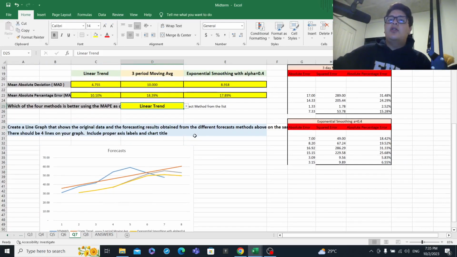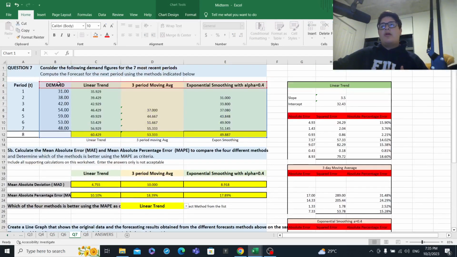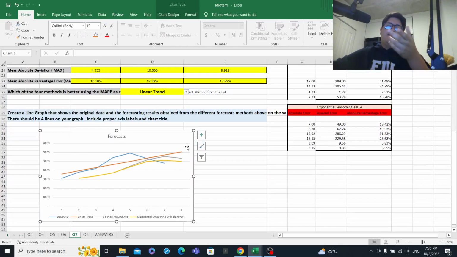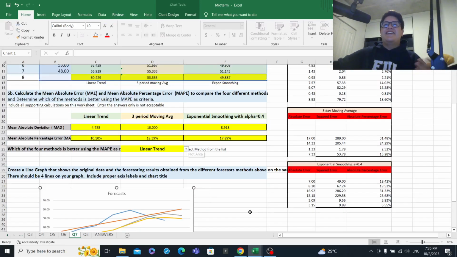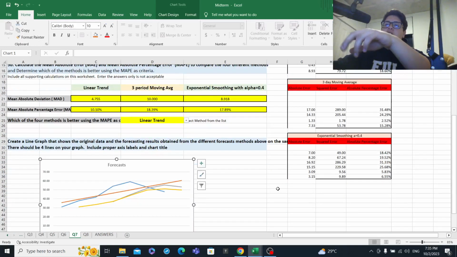And now we have to create a graph. I already created the graph, but what I did was basically grab the table as it is, press insert and the linear graph. There's not much complication; the more difficult could be these parts. And yeah, that's it. Thank you very much. This is the solution for question number 7.